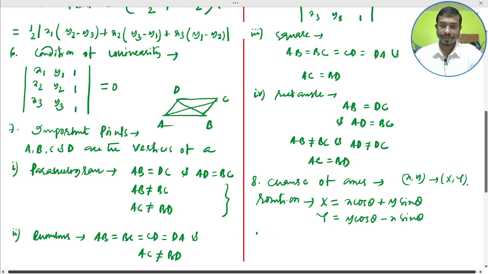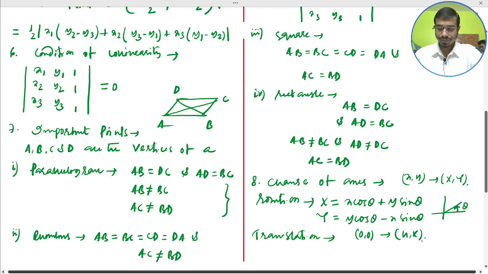Next, the translation of axis. If the origin (0, 0) is shifted to the point (h, k), without rotation of axis, then the point P(x, y) with respect to the new system of coordinates is given by capital X equal to x minus h and capital Y equal to y minus k. These are very important formulas of coordinate geometry.